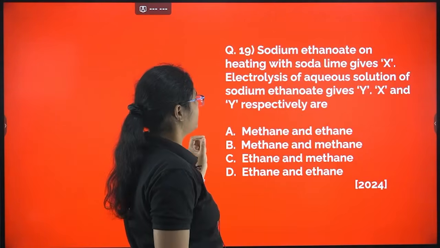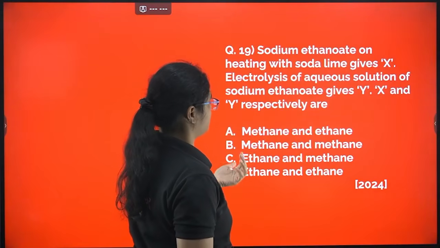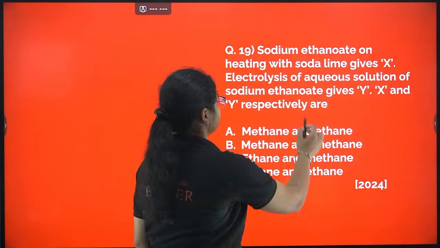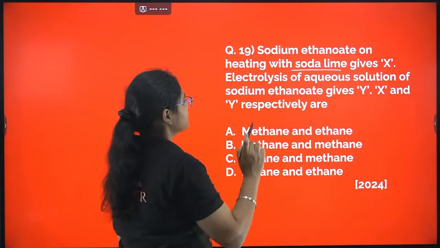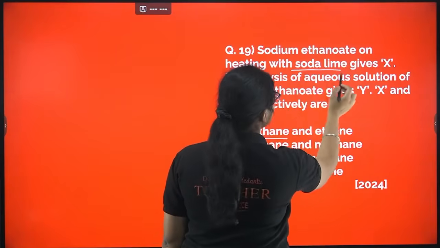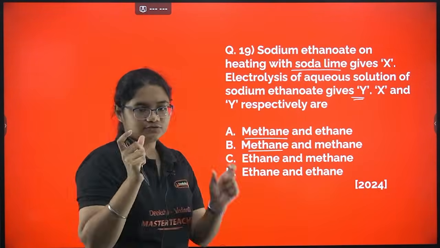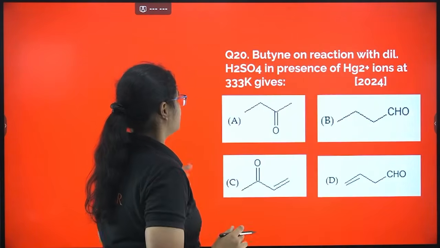Next, sodium ethanoate on heating with soda lime gives X. Electrolysis of aqueous solution of sodium ethanoate gives you Y. X and Y respectively are. Now see, when you have sodium ethanoate and you are doing soda lime, that is decarboxylation. So here you will get methane as the product. Then when you do electrolysis of the aqueous solution, it will give you Y. In electrolysis, 2 radicals will join, you will get ethane. So option number A is the correct answer.